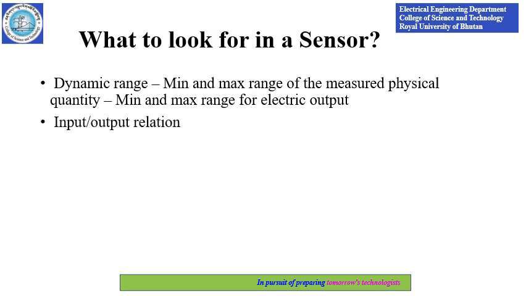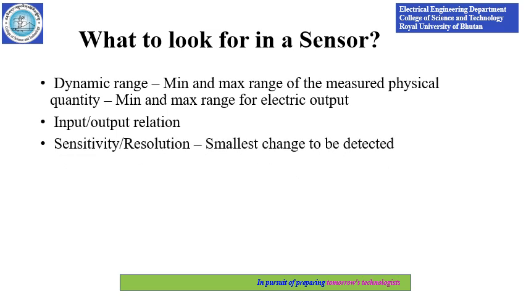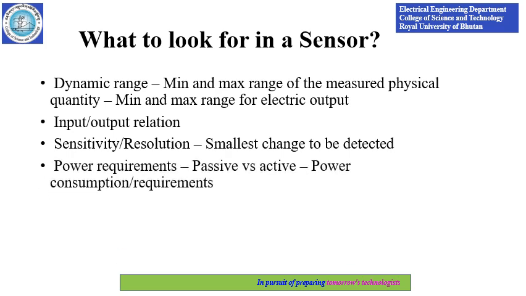Secondly, we need to see how the output changes with respect to the input. So that is basically the input and output relation. Third thing we need to look at is the sensitivity and resolution of a sensor. So we need to see the smallest value that can be detected by the sensor. So that is the sensitivity and resolution of a sensor. The fourth thing we need to see is the power requirements of a sensor. So we need to see whether the sensor requires some sort of passive power supply or whether it needs an active power supply.